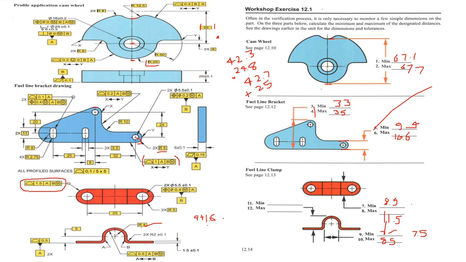and the profile tolerance, which is 0.25. So it will give us a total of this is 1.6 plus 0.25, 10.85. So the maximum value from here to here, this is 10.85.